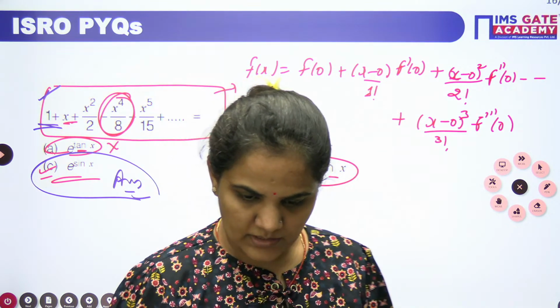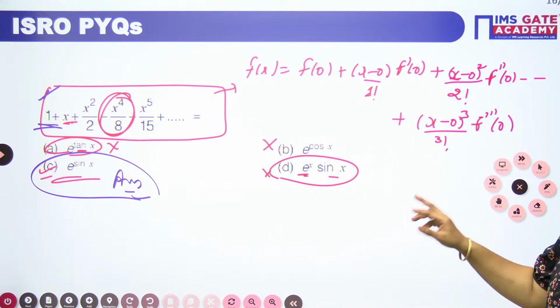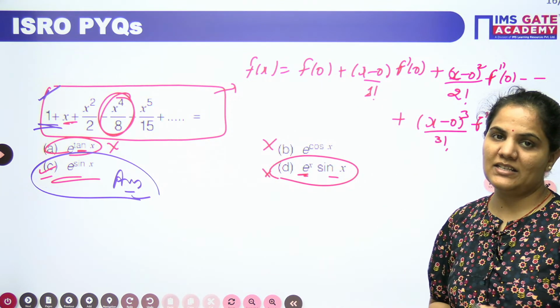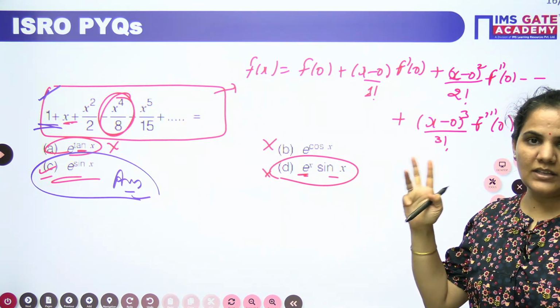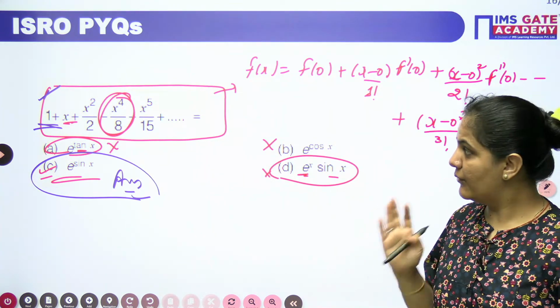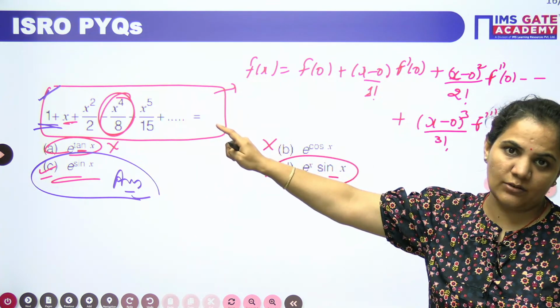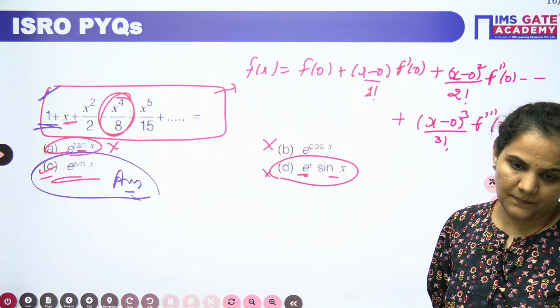If you want to find out more, you can. From here only I get my sense that the first term is 1, the second term is x, the third term is x square by 2, and the fourth term is 0, and in this series also the fourth term is 0. So surely we are going absolutely right.